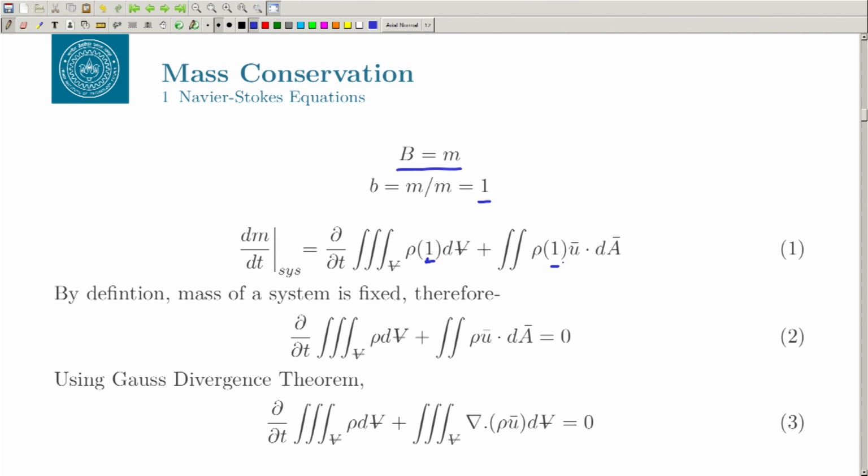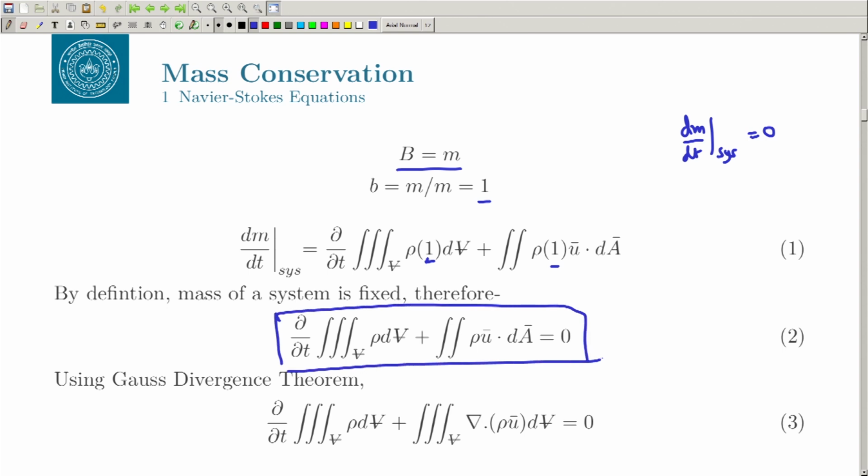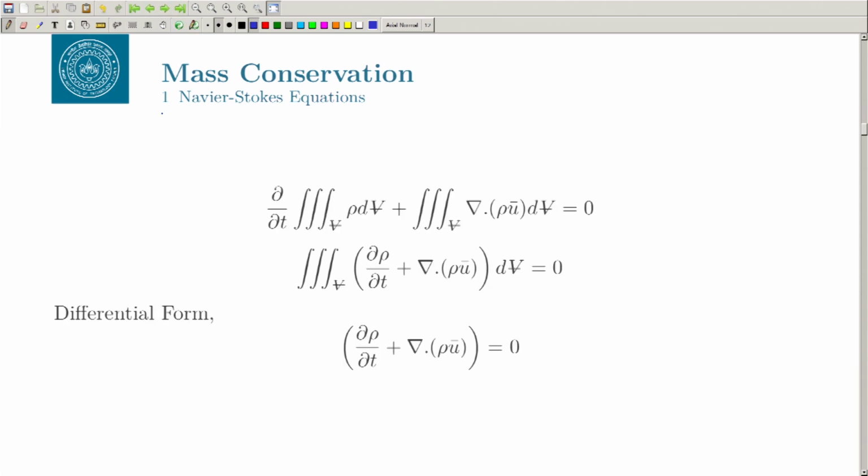And by definition, the mass of the system is fixed. So this dm by dt of the system will go to 0, and because of that you will have this expression. Now, use the Gauss divergence theorem as earlier, and you will have this del dot rho u dV. Then collect all the terms and assume that the system is stationary. So then you can take this entire thing inside the integral, and finally, what you get is the differential form.